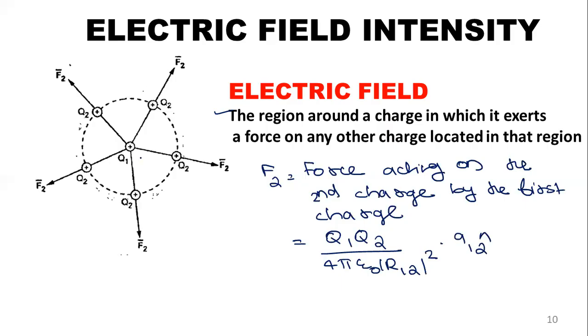So this can be the distance. If you take this as A12, this will be the directional vector, and this distance will be mod of R12. All these things you know. So this is the force acting on the second charge by the first charge. This we have seen by Coulomb's law. So now we can write.